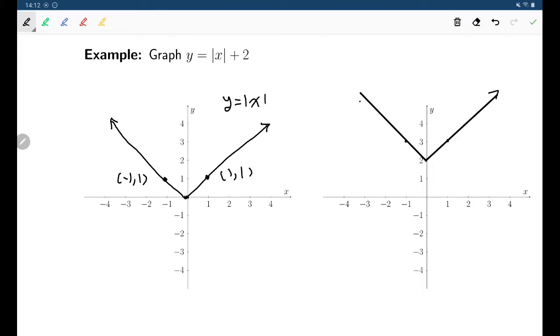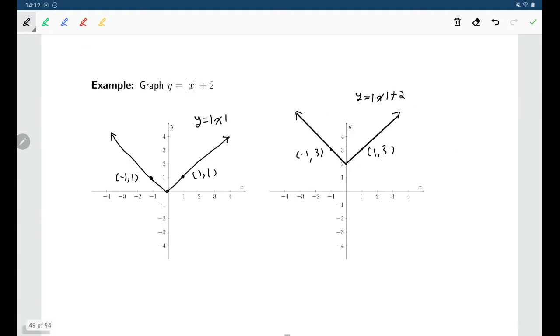and then just do a little bit of labeling after this. So my points, I had (1, 3), (-1, 3). The point (0, 2), I don't have to label that because, again, that's on a tick mark on the y-axis. So I don't need to have that one labeled. I do still need to label my graph itself, though. So there we go. That's my graph of y equals absolute value of x plus 2.